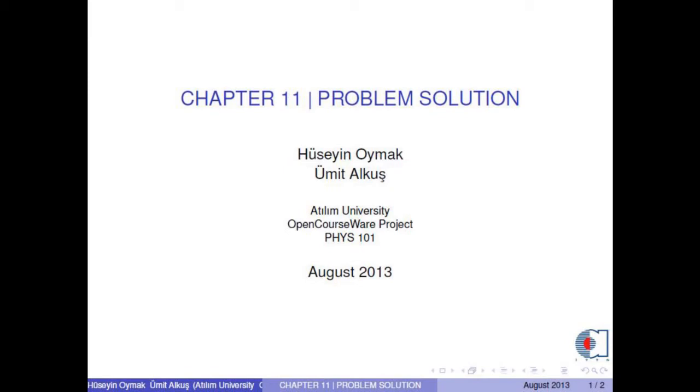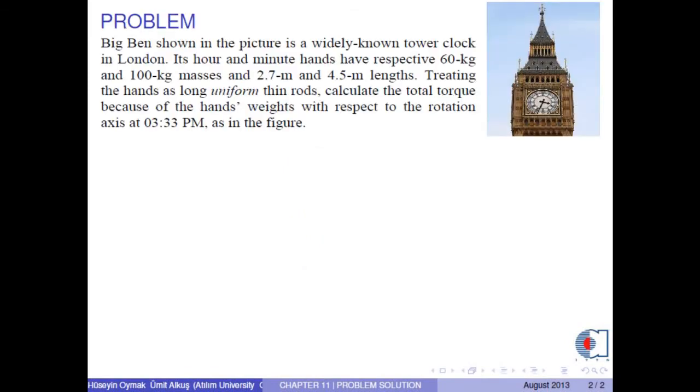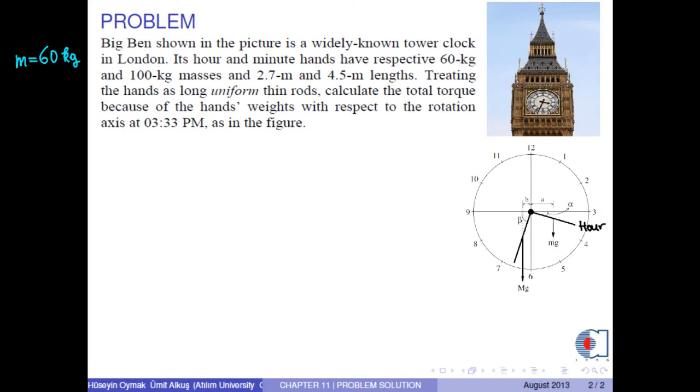In this video, we will solve one problem in chapter 11. Big Ben shown in the picture is a widely known tower clock in London. Its hour and minute hands have respective 60 kg and 100 kg masses and 2.7 meter and 4.5 meter lengths. Treating the hands as long uniform thin rods, calculate the total torque because of the hands' weights with respect to the rotation axis at 3:33 post meridian as in the figure.